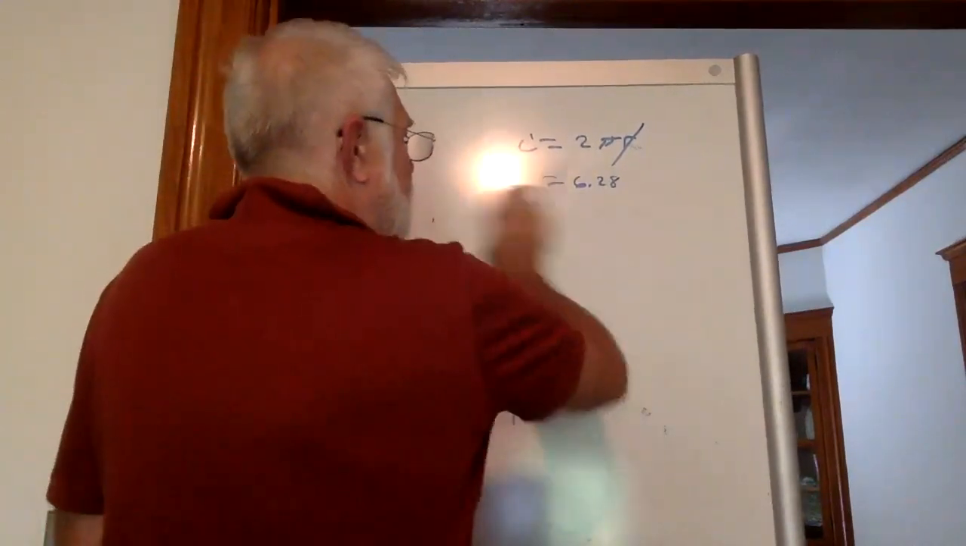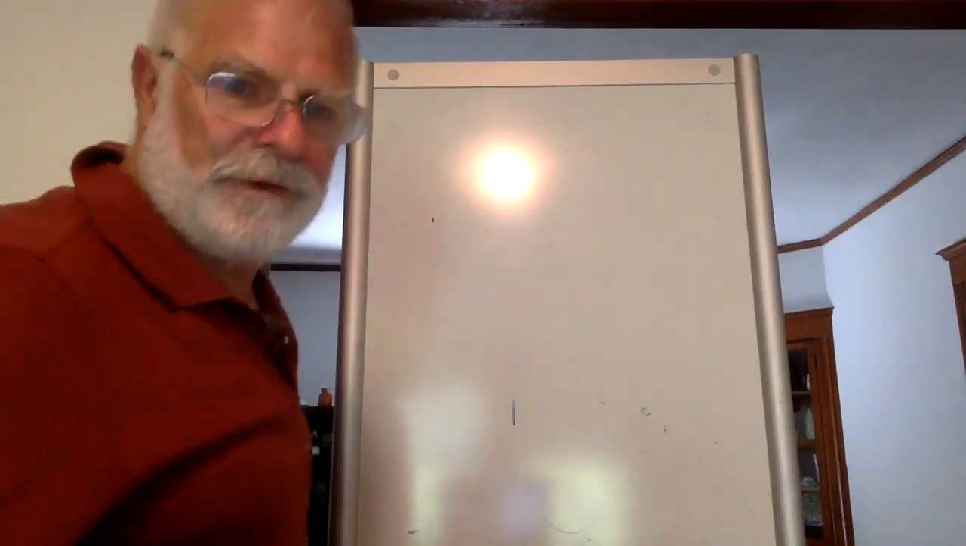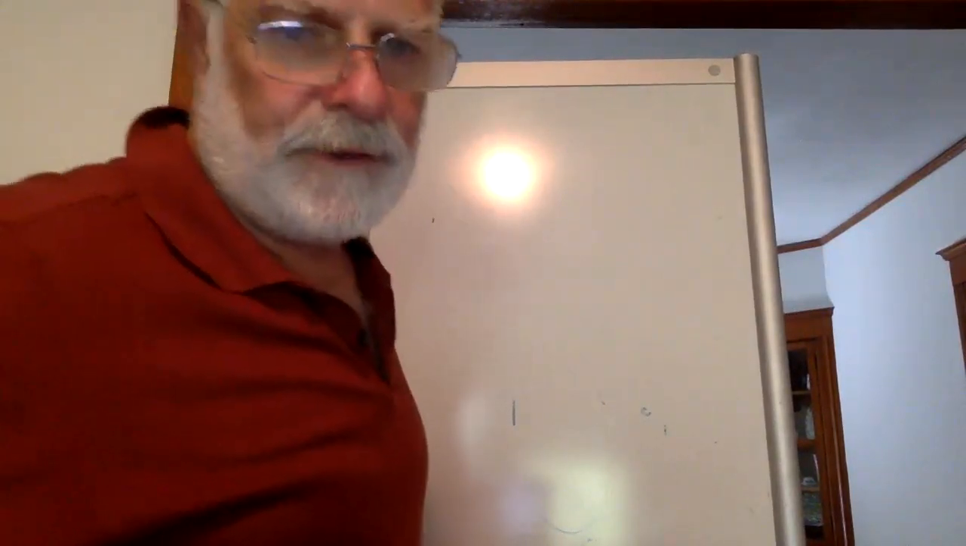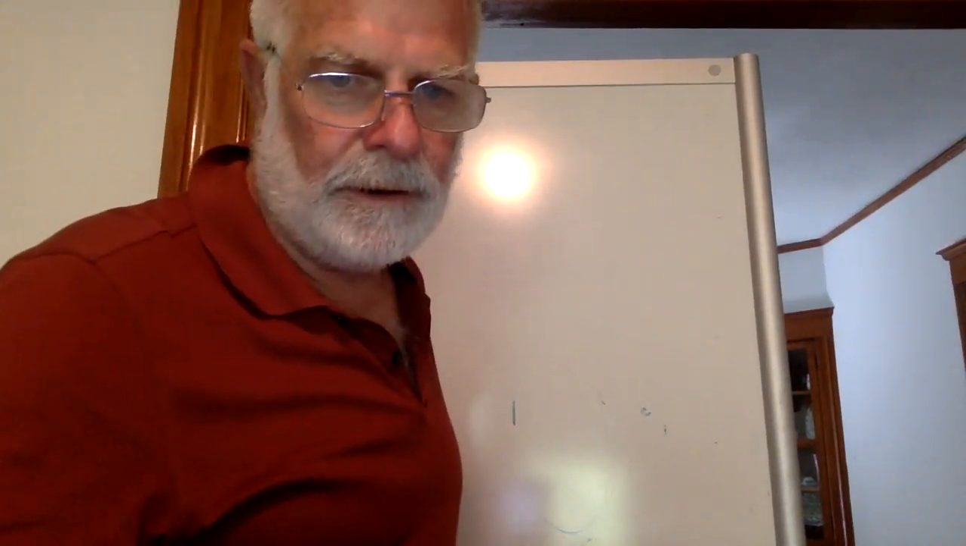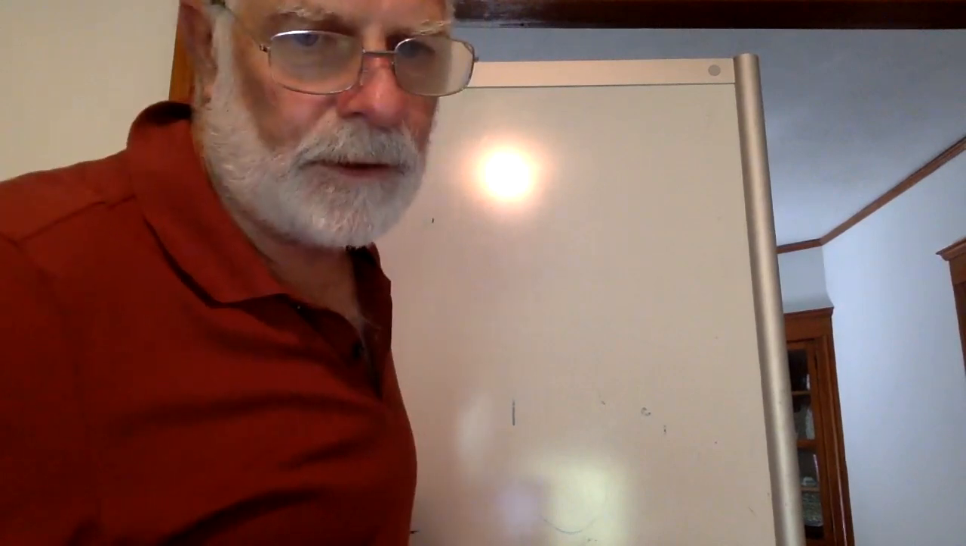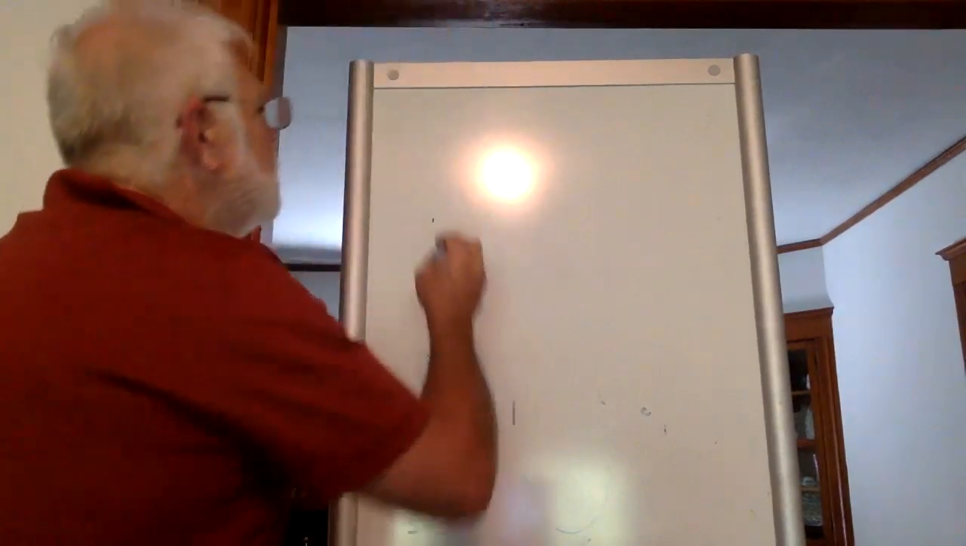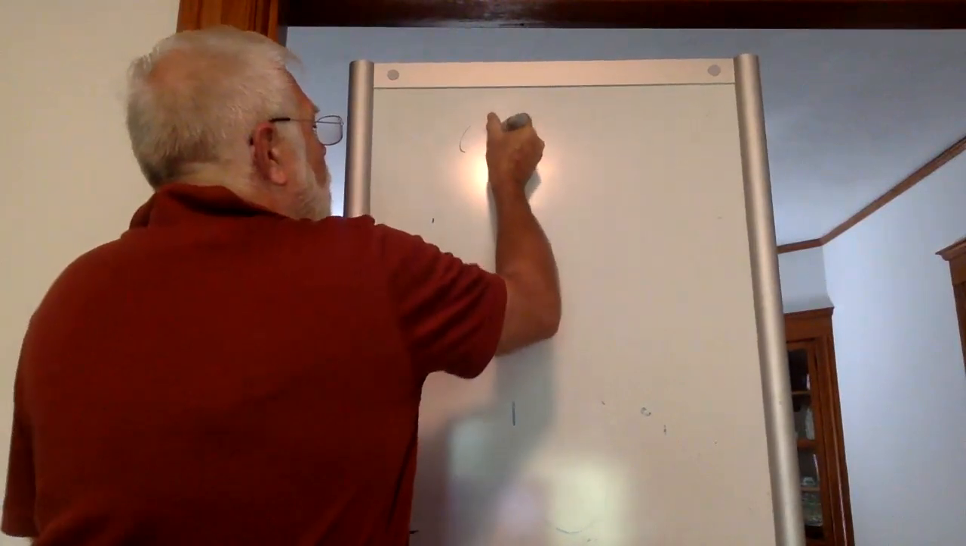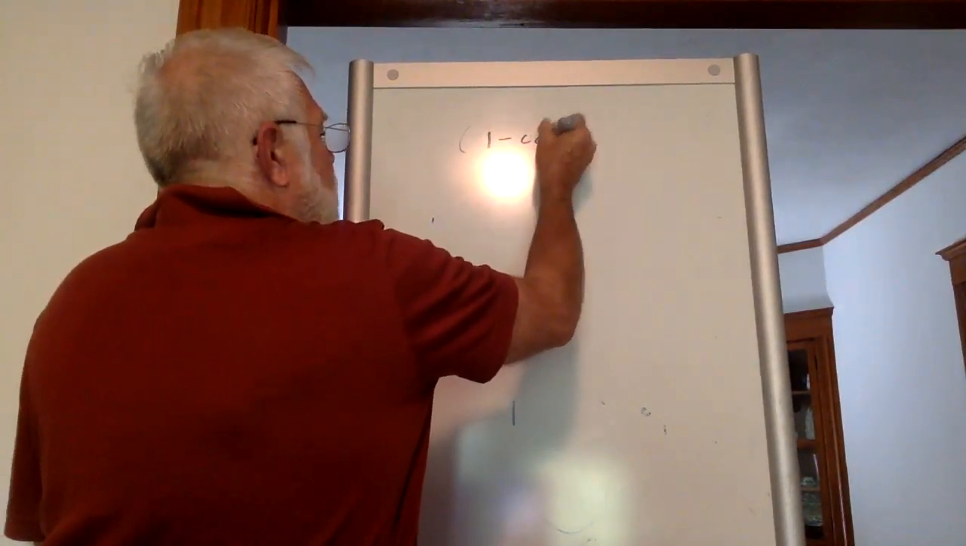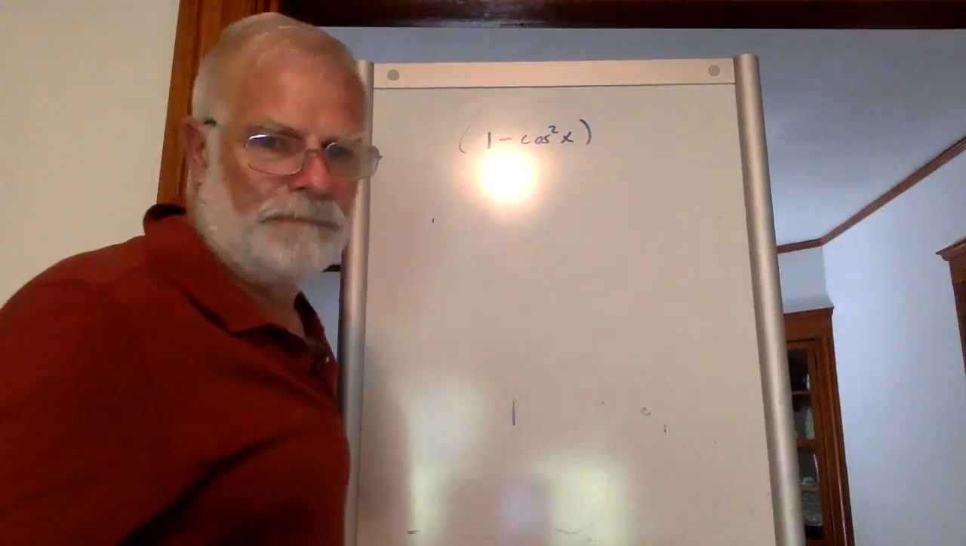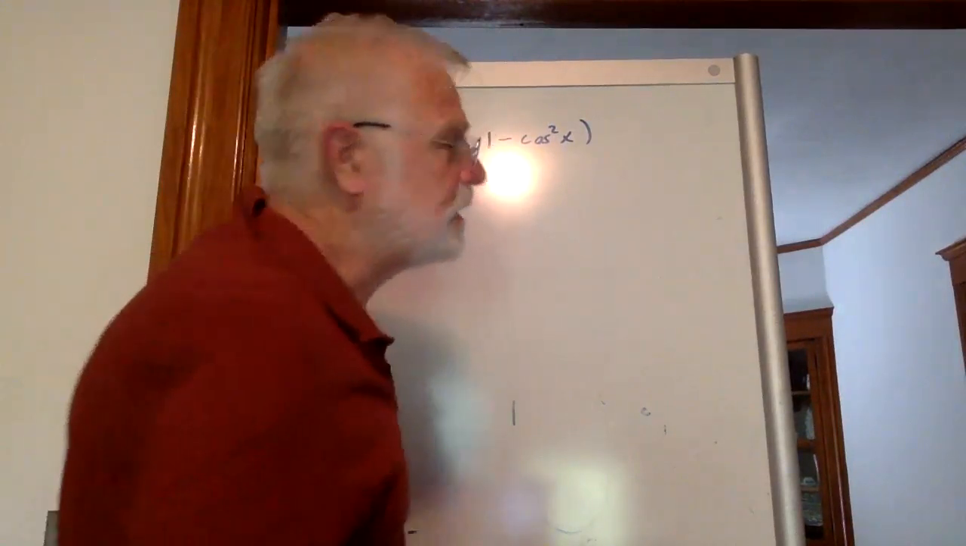Okay, I'll put another problem on the board. You pause it. Let's see, I've got to get here. Okay, I can see it now. I gave you: simplify 1 minus cosine squared x times cosecant x.